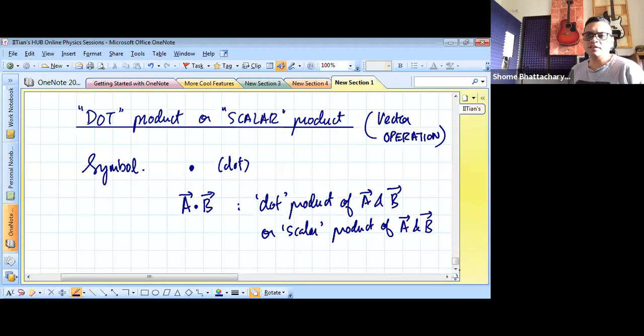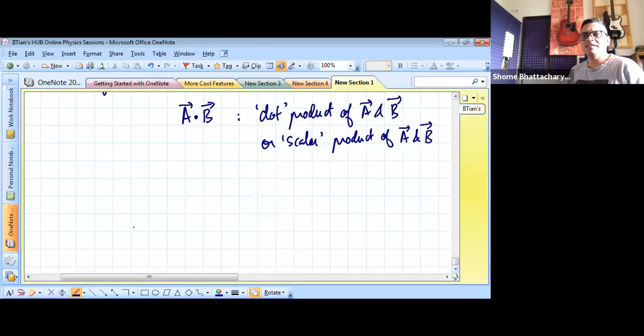Multiplication is an operation that applies to scalar quantities. Okay? Here we are talking about an operation that applies to vector quantities, okay? And the symbol for it is this dot symbol. Now, what is the definition for it? Let's understand next.